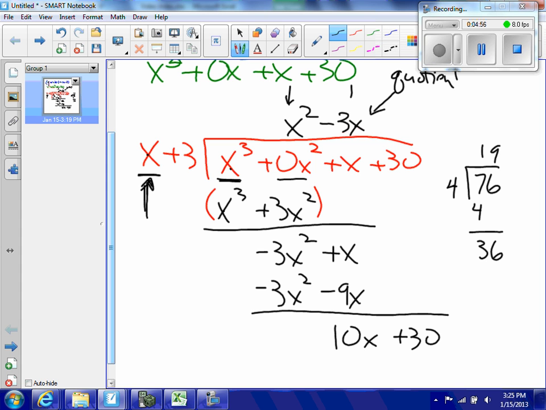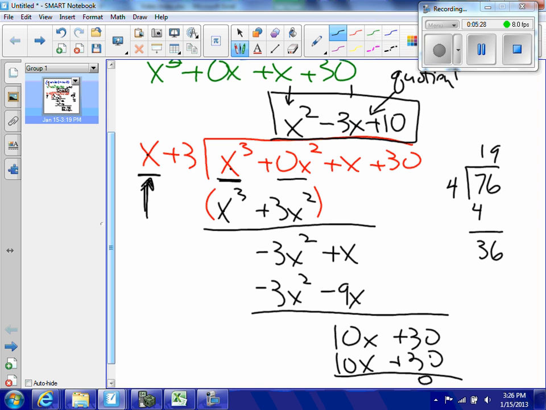Now I have one more term here that I need to work on. What number times x is going to give me 10x? Well, positive 10. So 10 times x gives me 10x. 10 times positive 3 gives me positive 30. And what do you know? I have a remainder here of 0. I don't even have a remainder. So the answer to this problem, the quotient, is right here: x squared minus 3x plus 10.